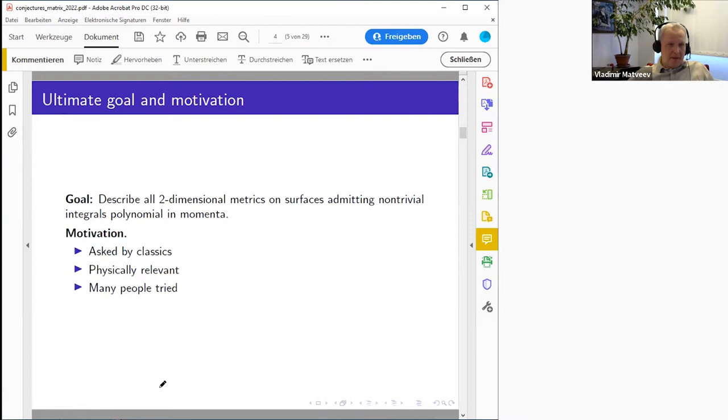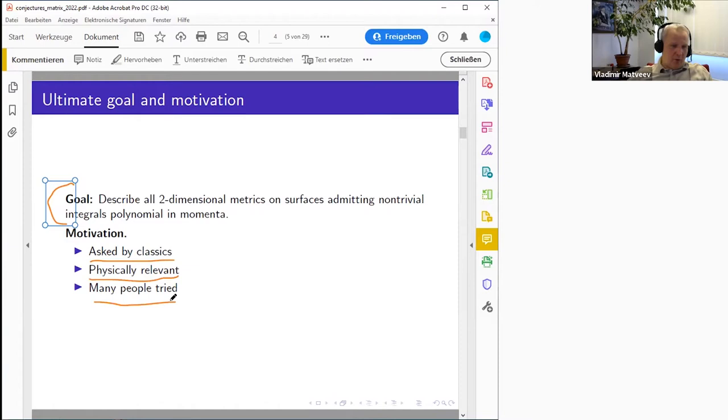So, what could be the goals of this project, and what could be the motivation to go for those goals? The ultimate goal, which is probably out of reach, is to describe all two-dimensional metrics on surfaces admitting non-trivial integrals polynomial in momenta. It could be asked locally, globally, or under additional assumptions. It was asked by the classics, sometimes explicitly. It has physical relevance, at least in classical physics. And it is a hard problem in the sense that many people broke their tools trying to solve it.